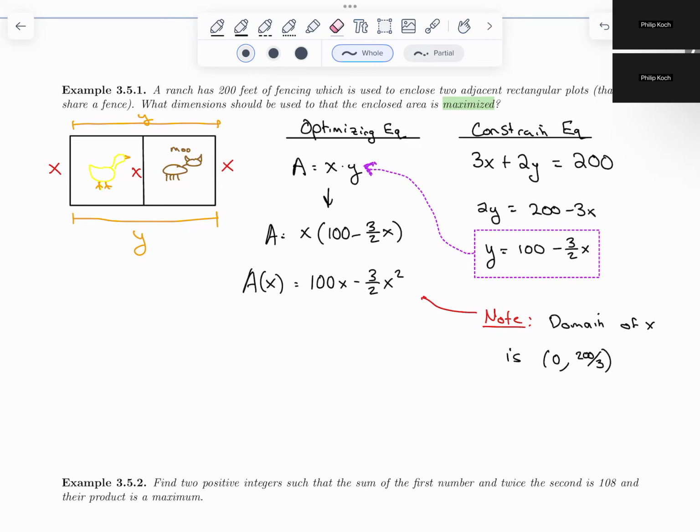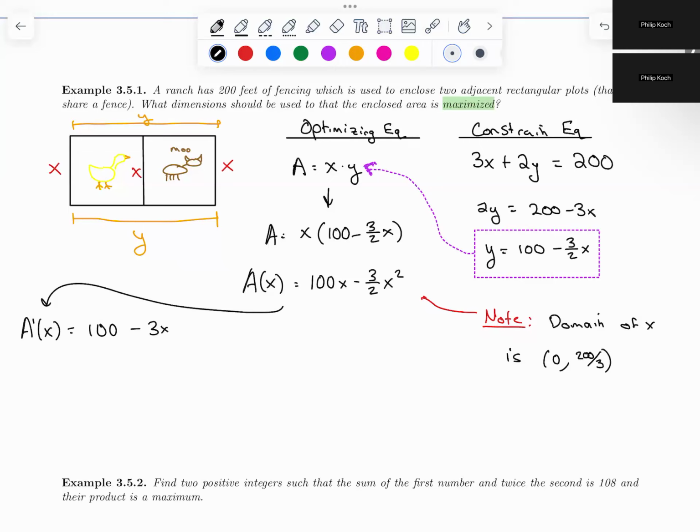So A prime of x would be 100 minus 3x. And we're going to set that equal to 0. You get 100 minus 3x equals 0, which gives us x equals 100 thirds, or 33.3 feet, 33.3 repeating.